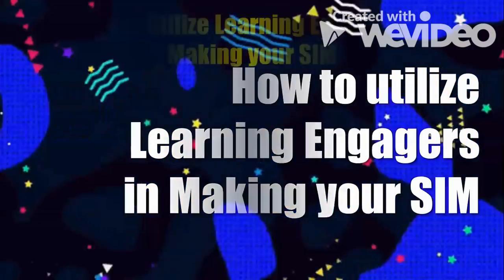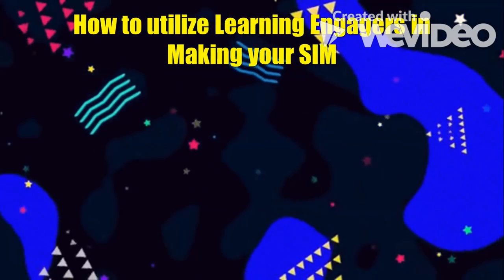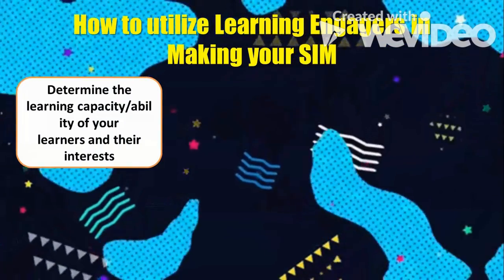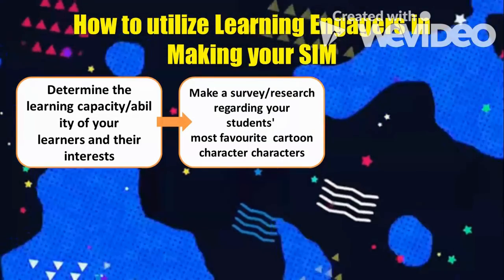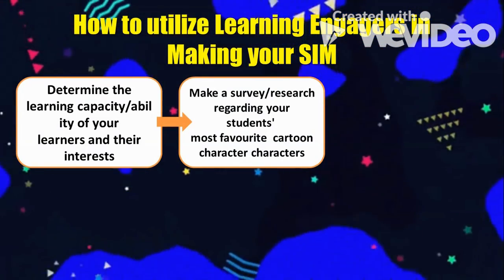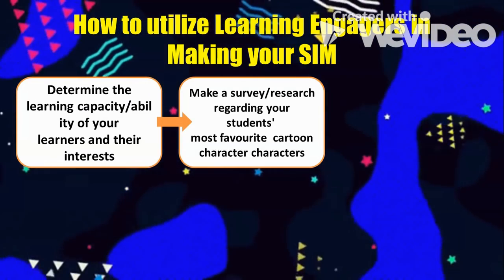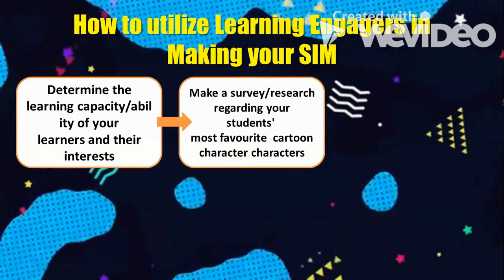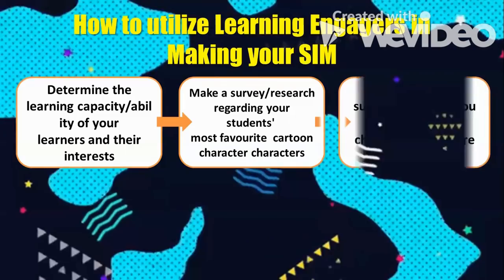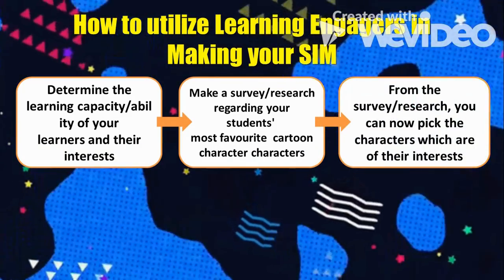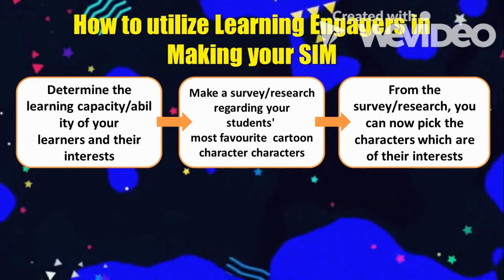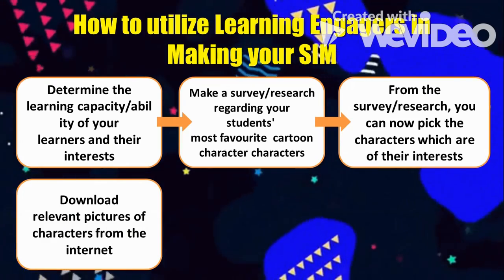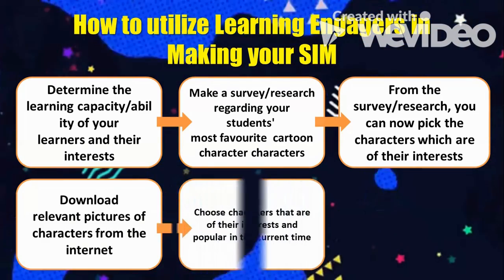In utilizing learning engagers, determine first the learning interests of the learners. Next, do the survey or research. For example, you are to use characters in your SIM. Make a list of the cartoon characters or anime that are popular in the current time. From the survey or research, you can now pick the characters which are of their interest. Download relevant pictures of characters from the internet. Choose characters that are of their interest and popular in the current time.